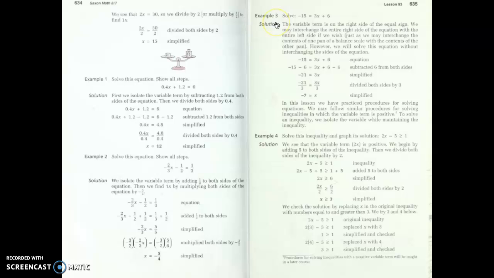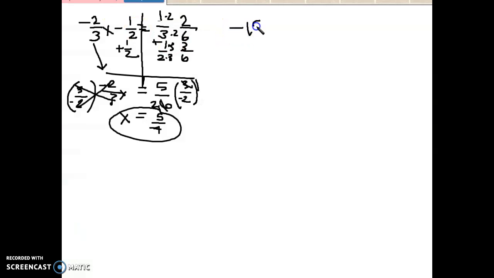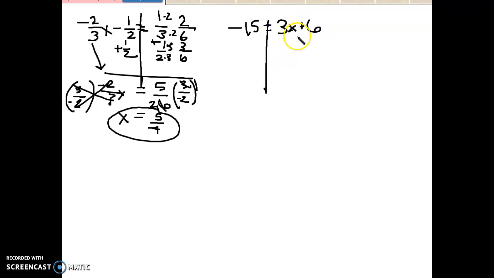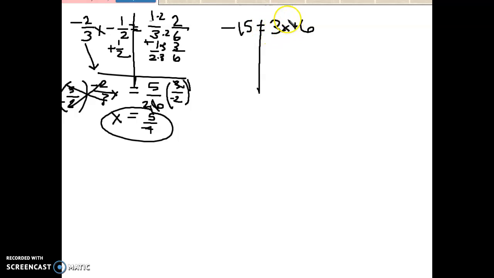Now let's come over here to example 3, and we have negative 15 is equal to 3x plus 6. Let's go ahead and write it. Negative 15 is equal to 3x plus 6. Make sure, guys, that you're doing this on paper. You have lots of room to work. So nothing has changed. The end goal is to get x isolated.